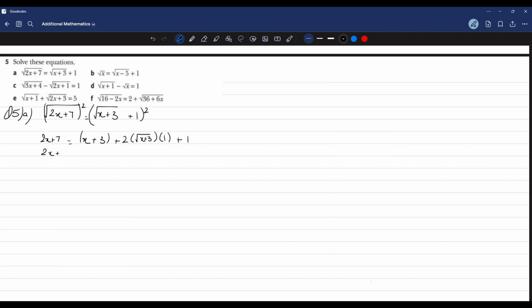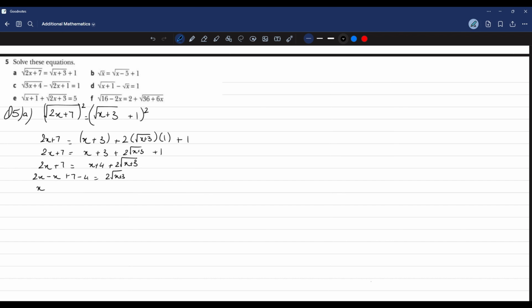2x + 7 is supposed to be equal to x + 3 + 2√(x + 3) + 1. Simplify this further: 2x + 7 is equal to x + 4 + 2√(x + 3). Now again, take this x + 4 to the other side, we get 2x − x + 7 − 4 is equal to 2√(x + 3).